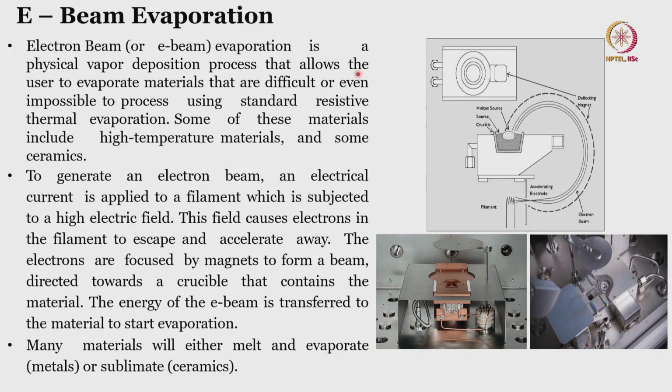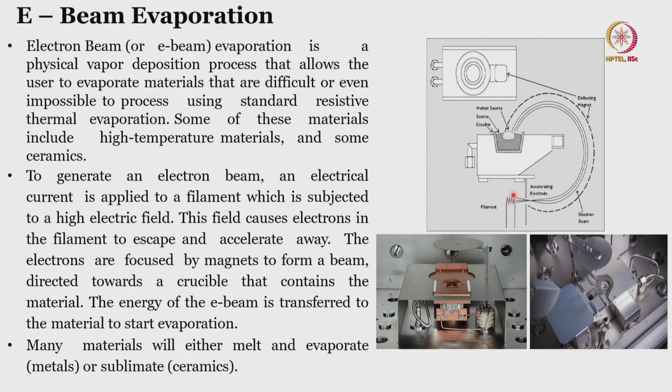E-beam evaporation is a physical deposition technique because here we are physically evaporating the material and depositing it onto a substrate. That allows the user to evaporate materials that are difficult or even impossible to process using standard resistive thermal evaporation. Some of these materials include high temperature materials and some ceramics. To generate the E-beam, an electrical current is applied to the filament, which is shown over here, and then it is subjected to an accelerating electrode.